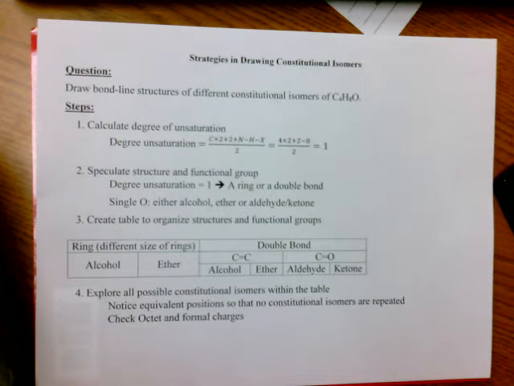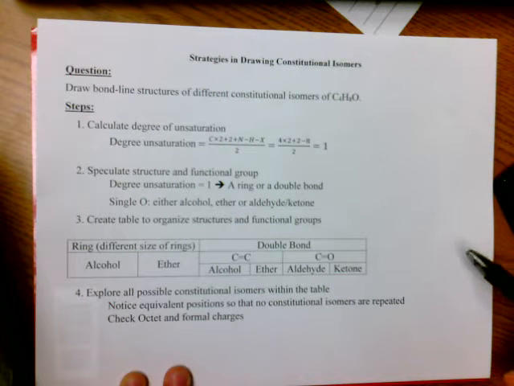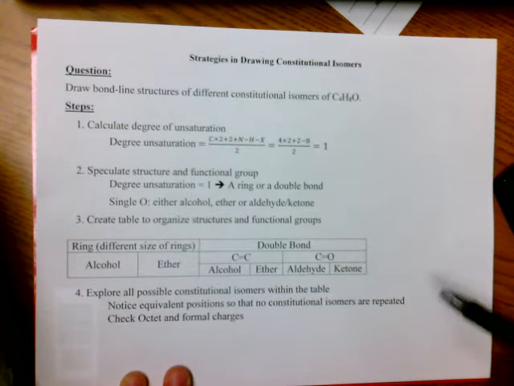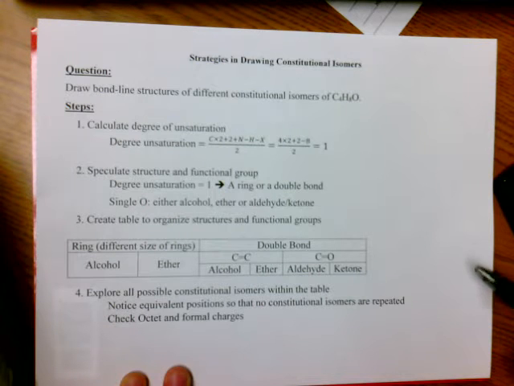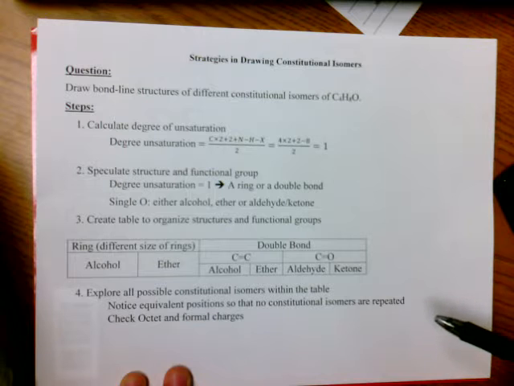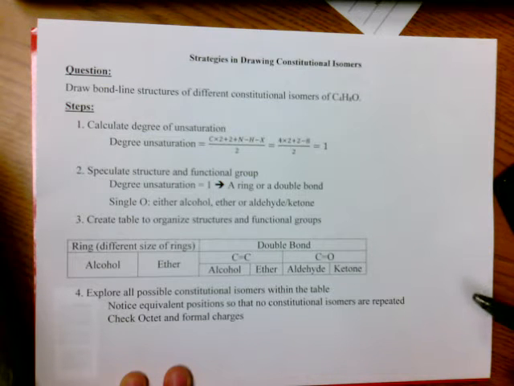So today we are going to learn how to draw constitutional isomers in organic chemistry. Please recall that constitutional isomers are different molecules that have the same molecular formula but with different atom connectivities. And when we draw constitutional isomers, we are going to use bond line structures, which are very, very common in organic chemistry. Just keep in mind that bond line structures are actually more like a simplified version of Lewis structures.